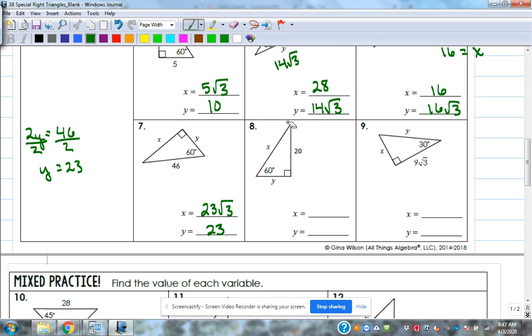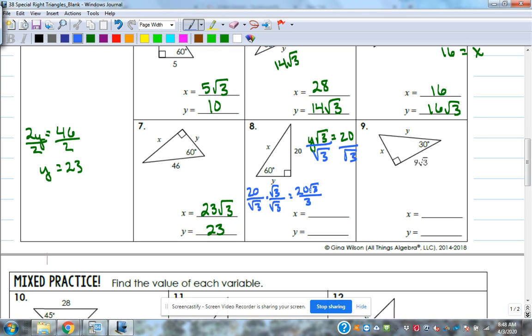Go to number 8, a little tougher problem here because we have the longer leg. We want to find the hypotenuse and the short leg. So we have y radical 3 is equal to 20. So we're going to divide by radical 3. And so we have 20 over radical 3. And we need to rationalize that. 20 radical 3 over 3. And that's going to be y.